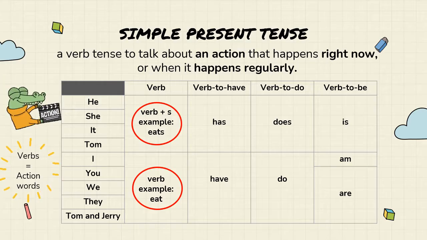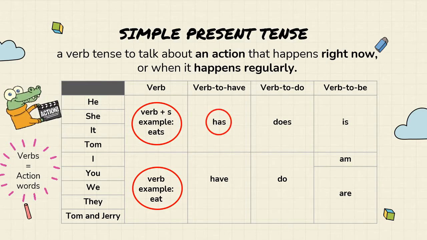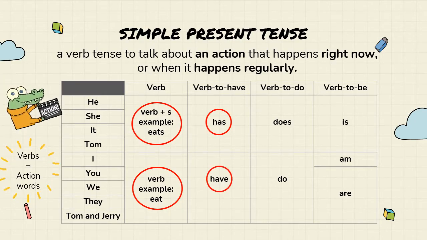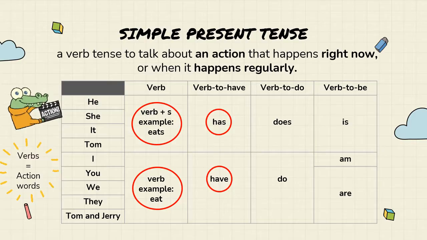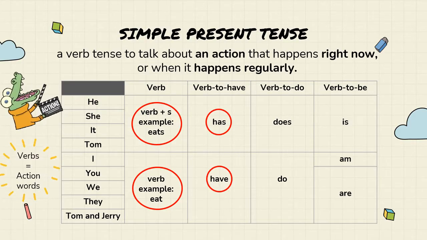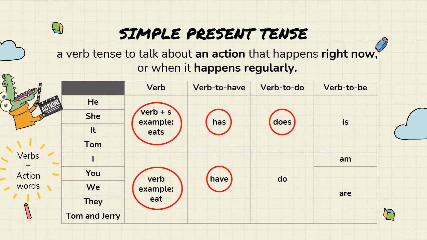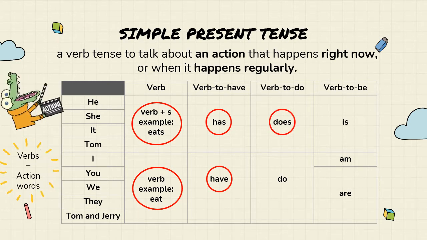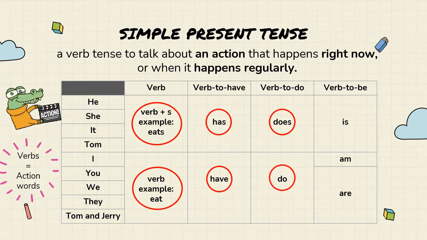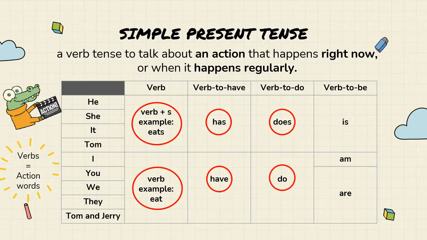Next, we have verb to have. He has, she has, it has, Tom has. Have. I have, you have, we have, they have, Tom and Jerry have. Verb to do. Does. He does, she does, it does, Tom does. Do. I do, you do, we do, they do, Tom and Jerry do.